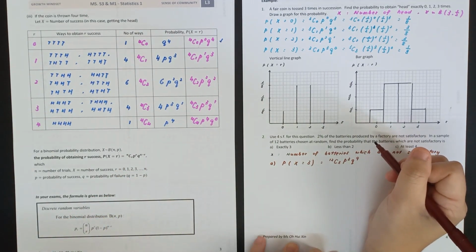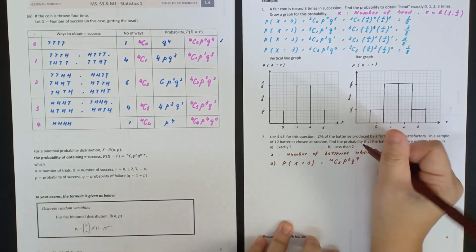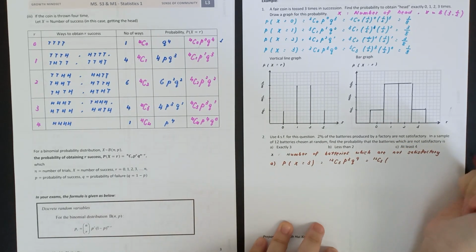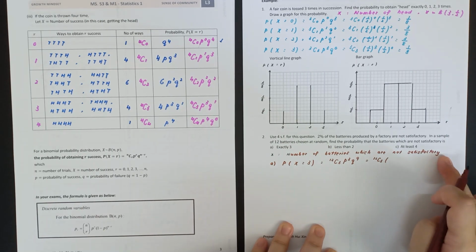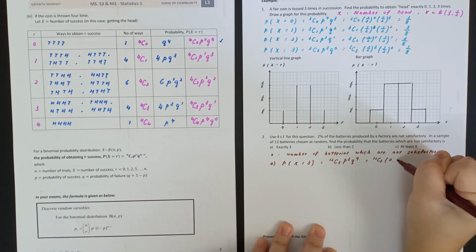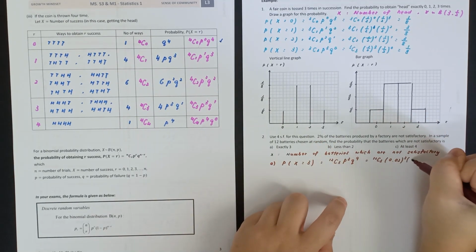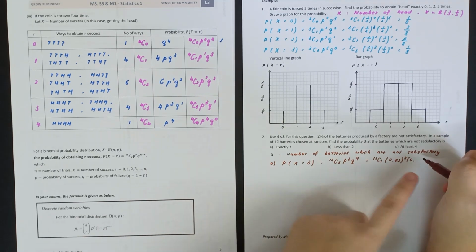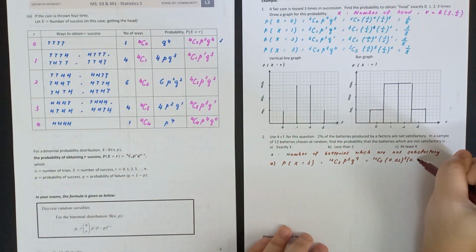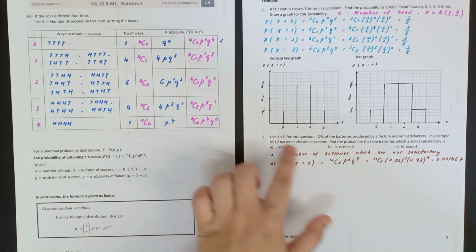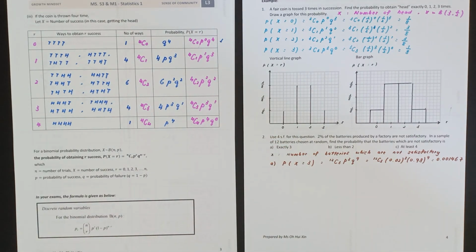So it will be equal to 12C3. What is your p? The probability for the battery to be not satisfactory is 0.02, which is the 2% here, to the power 3, and then how do you find the failure one? 1 minus 0.02, which is 0.98, to the power 9. So you can straight away get your answer, 0.01467. This question asks us to use 4 significant figures, so we use 4 significant figures.